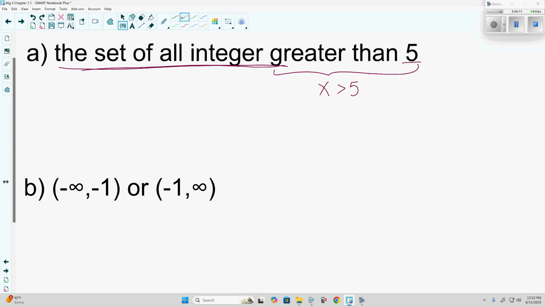So let's start writing this in set builder notation. So we'd have our brace x. Now if x is in the real numbers, we're going to go brace x bar. But are we talking about the real numbers? No, we're saying that it is a what? Integer. So we can say x is an element of the integers, such that what? X is greater than 5. X is in the integers such that x is greater than 5.